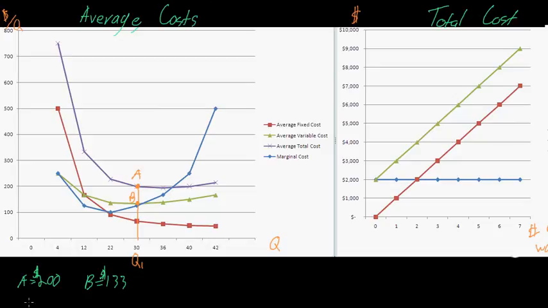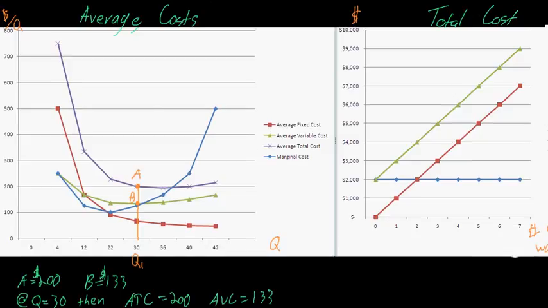At Q equals 30, we know 2 things. Because point A is on this purple line, we know our average total cost is equal to $200. And because point B is on this green line, which is average variable cost, we know that our average variable cost is equal to $133.